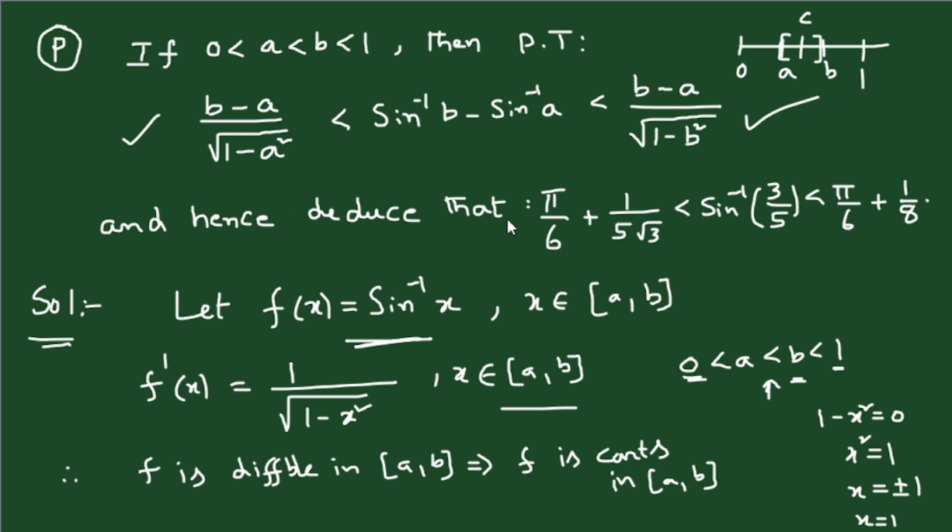And hence deduce that this thing we have to derive from this inequality. So what is there here? Here you have sin inverse b minus sin inverse a, right? And here you have sin inverse 3 by 5. So here you have pi by 6, right? In place of b you take 3 by 5. In place of a, what to take to get pi by 6? In place of sin inverse a, we should get pi by 6.